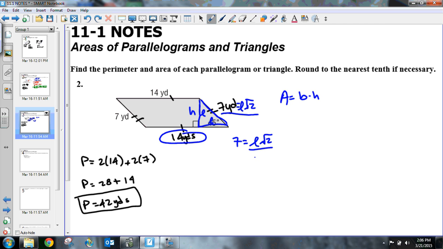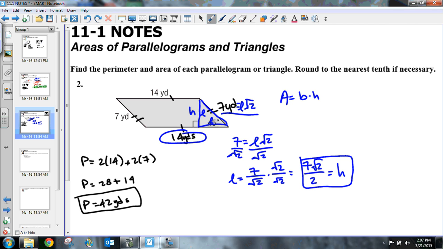I can divide by the square root of 2 on both sides. All right, so I get that my length L is equal to 7 divided by the square root of 2. Now, we don't like to have the square root of 2 in our denominator, so I want to multiply the numerator by the square root of 2 and my denominator by the square root of 2. And so that's going to end up giving me 7 times the square root of 2 divided by the square root of 2 times the square root of 2, which is the square root of 4, and the square root of 4 is just 2. Okay, so if I multiply a square root by itself, it just gives me what's underneath the square root. And this is my height.